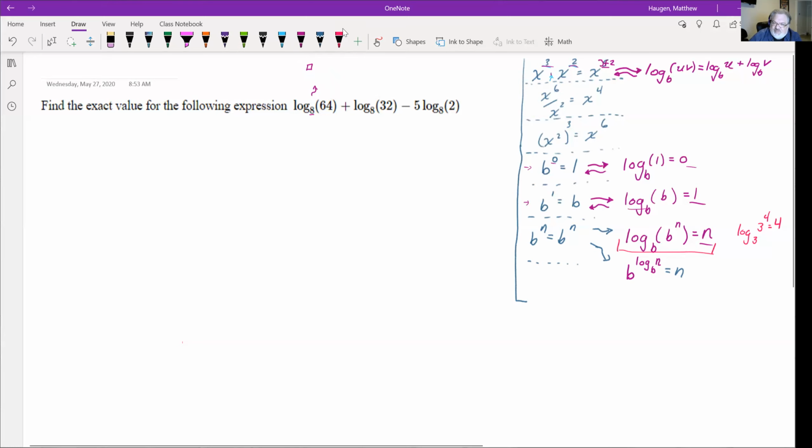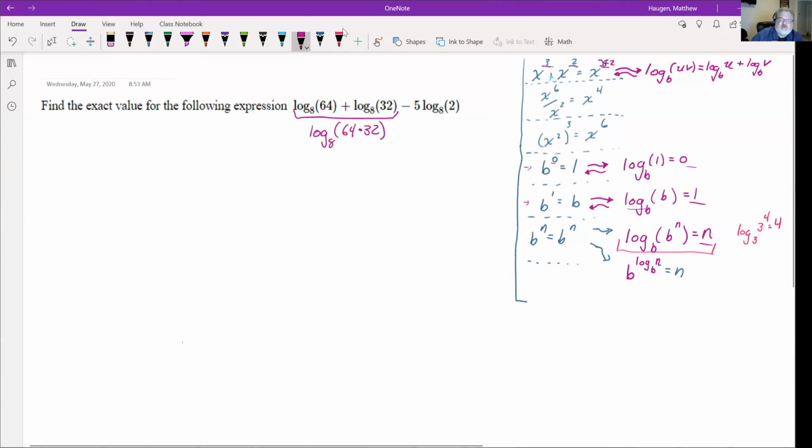So if we wanted to handle this problem a different way, if we had log base 8 of 64 plus log base 8 of 32, we could turn that into log base 8 of 64 times 32 if we wanted to. I'm not saying we do want to. Don't get me wrong. I'm saying we could. Fair?